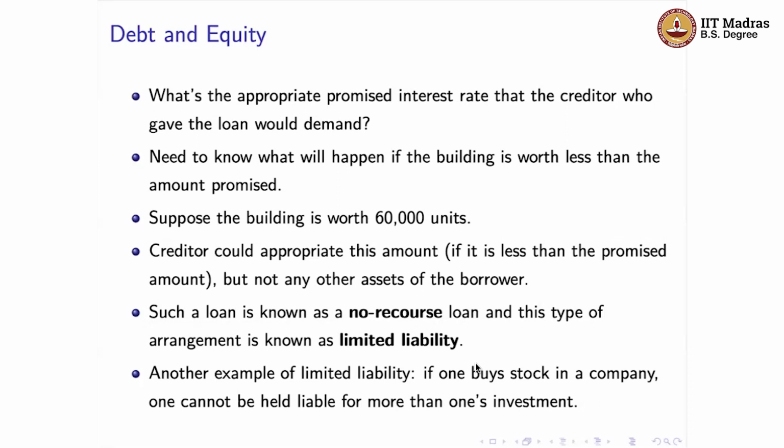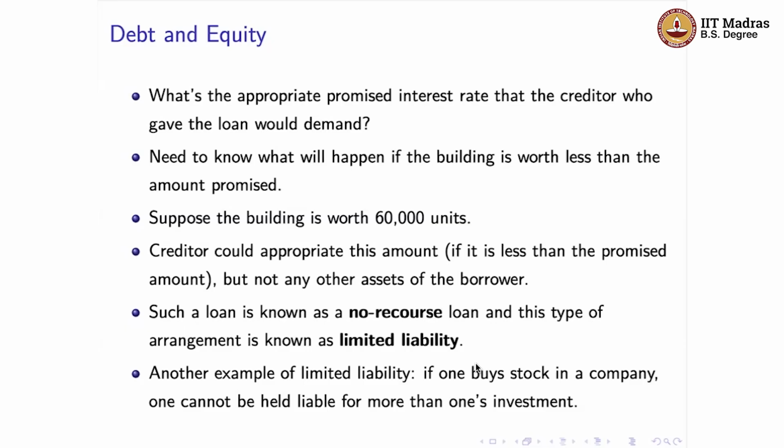And because the person who has given the loan, the debt owner, has first priority, the creditor can appropriate this amount, the 60,000 in the bad state, assuming that this is less than the promised amount. However, we are going to assume that this is the only thing that the creditor can appropriate. In particular, the creditor cannot appropriate any other assets of the person who had taken the money. So this type of loan is known as a no recourse loan, and this type of arrangement is known as limited liability.